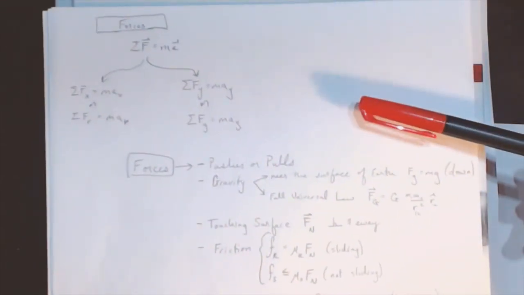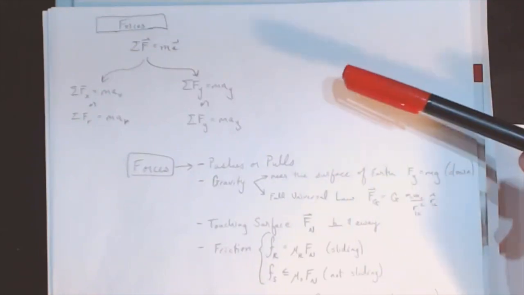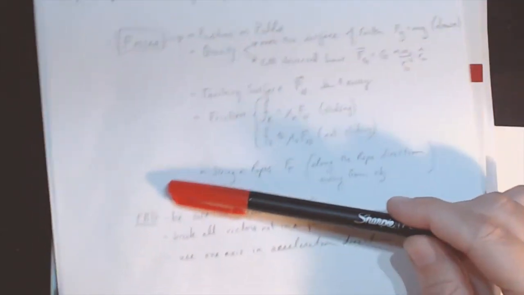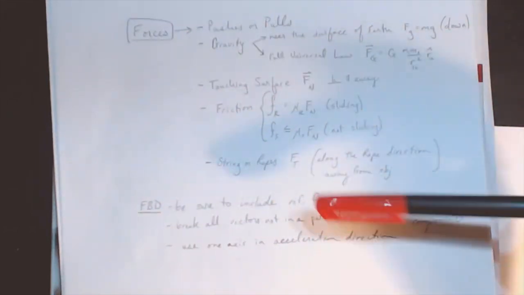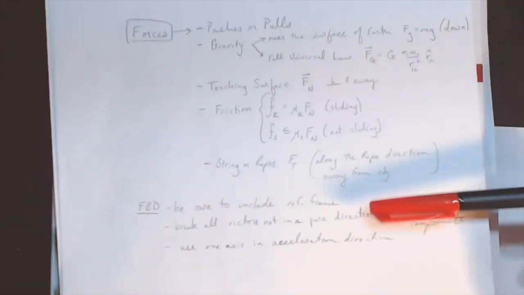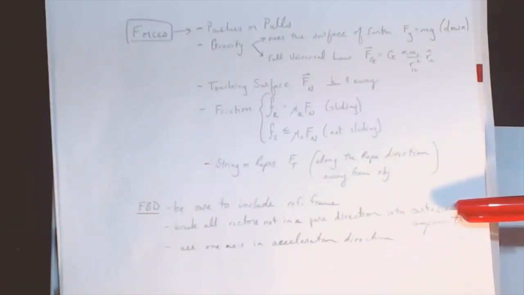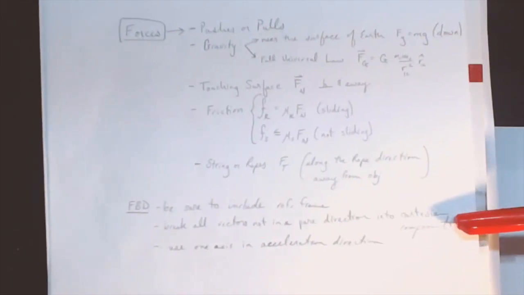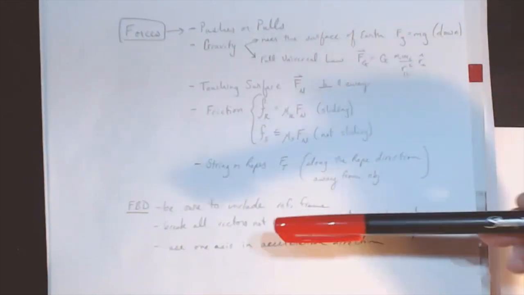Next, we talked about forces. In terms of forces, it's important that you start with your free body diagram. Down here, start with your free body diagram. Make sure you include a reference frame with that free body diagram. Make sure you break any vectors that are not purely in an axis direction into the axis components, the Cartesian components, either an x direction and a y direction, or a radially inward direction and a y direction.